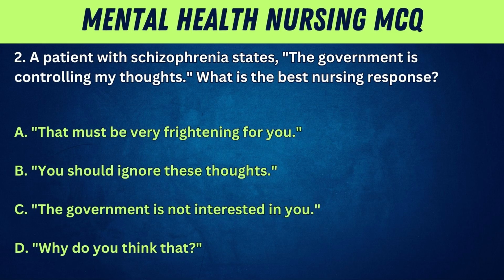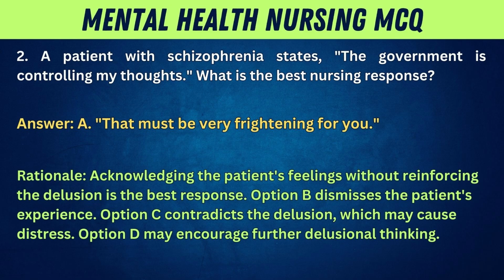2. A patient with schizophrenia states, "The government is controlling my thoughts." What is the best nursing response? A. That must be very frightening for you. B. You should ignore these thoughts. C. The government is not interested in you. D. Why do you think that? Answer: A. That must be very frightening for you.